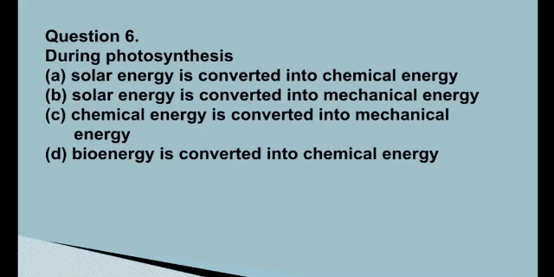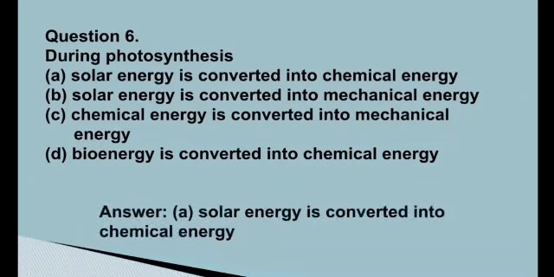Now we have question number 6. During photosynthesis, what happens? Options are option A solar energy is converted into chemical energy, option B solar energy is converted into mechanical energy, option C chemical energy is converted into mechanical energy, and option D bioenergy is converted into chemical energy. What happens in the photosynthesis process? The chlorophyll directly traps the sunlight from the sun and converts the solar energy into chemical energy. So what will be the correct answer? Yes, option A. Solar energy is converted into chemical energy by the chlorophyll.